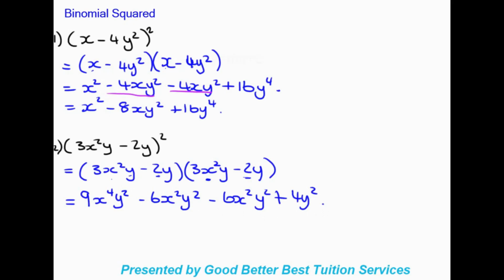And once again, we're going to look for any like terms. Here we have negative 6x squared y squared and a negative 6x squared y squared as well. So once again, they're not additive inverses, so they do have an answer that is not 0. So 9x to the power of 4 y squared minus 12x squared y squared. That was minus 6, which gave me negative 12. And then we have plus 4y squared, and that gives us our final answer.